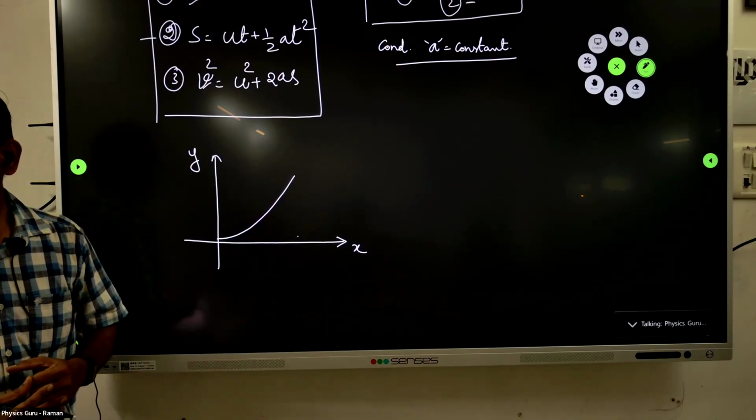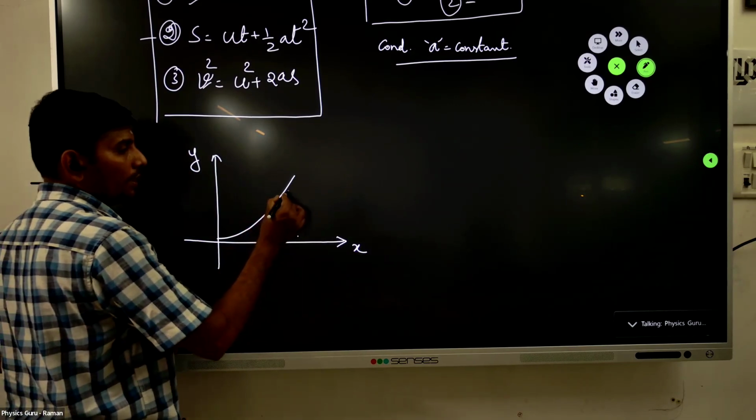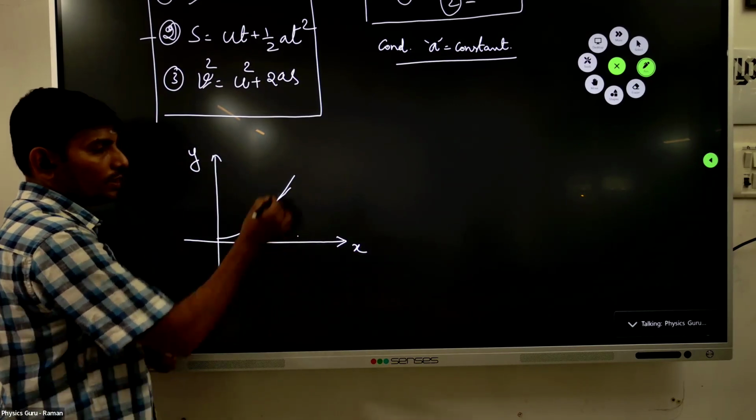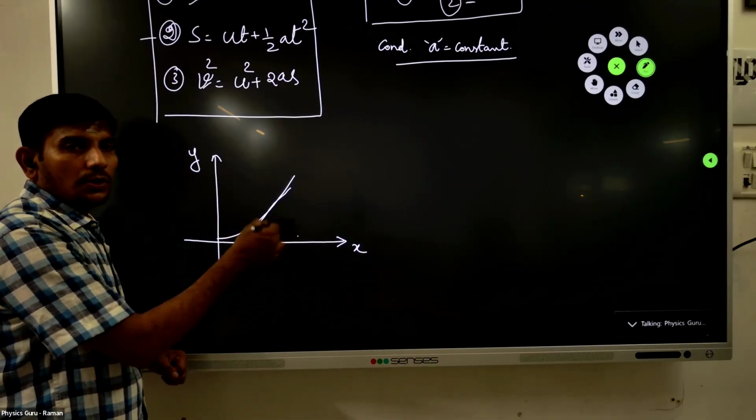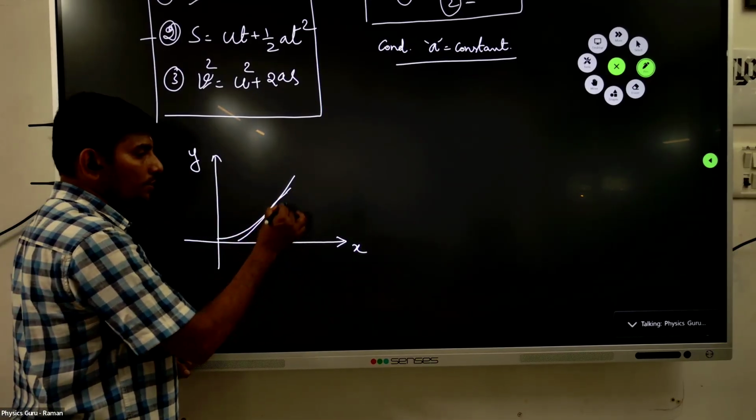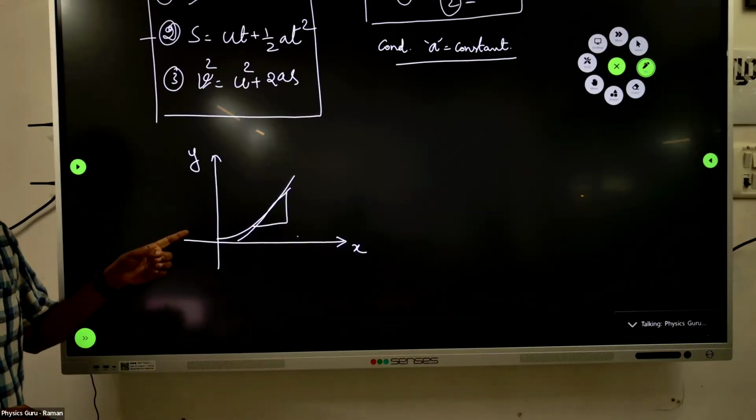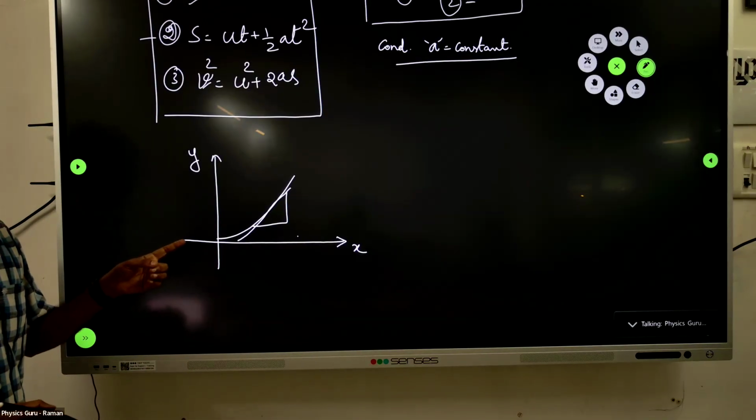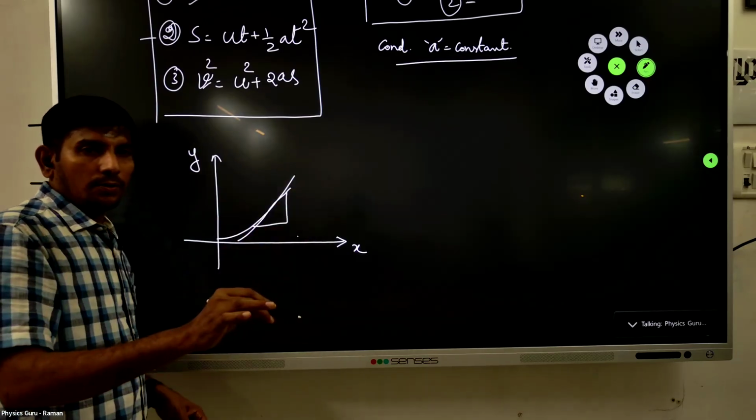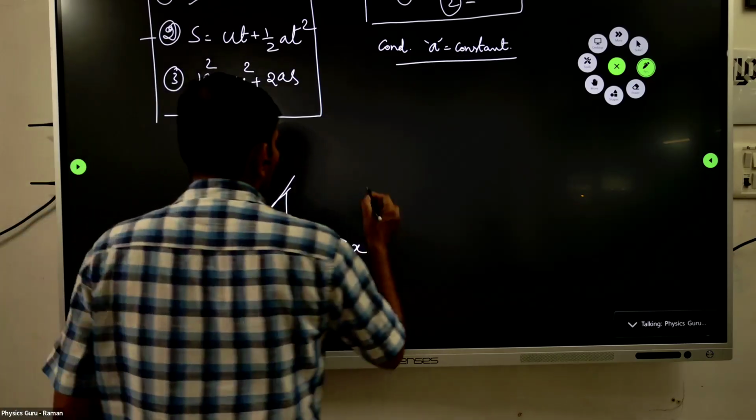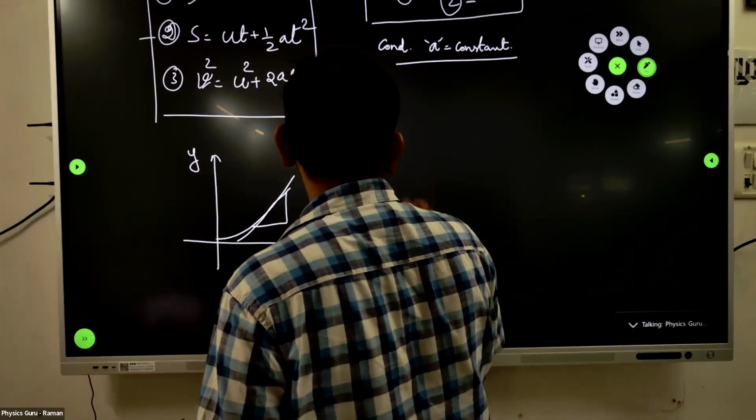Got it? So now I am going to take a small slope here. How do we calculate the slope for a curved surface? We have to draw a tangent, and to the tangent we calculate the slope. Just remember this part. If it is a straight line, we can directly calculate the slope. If there is curvature, we have to draw a tangent, then find the slope.